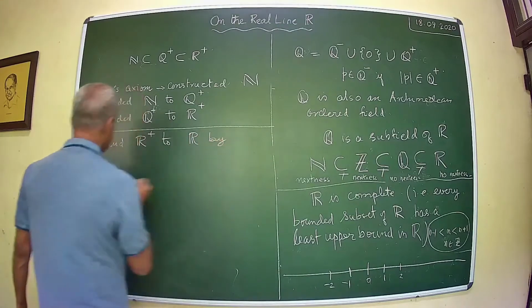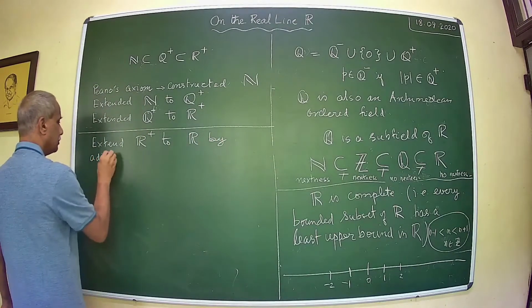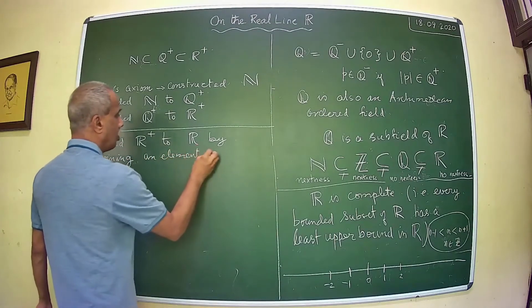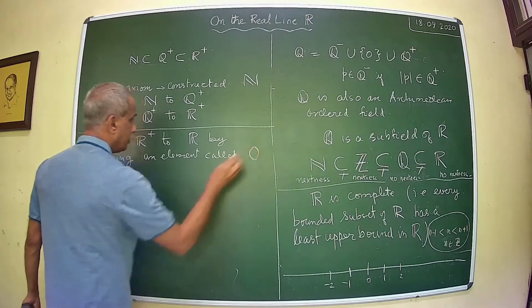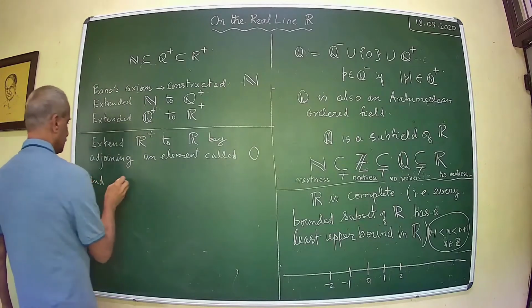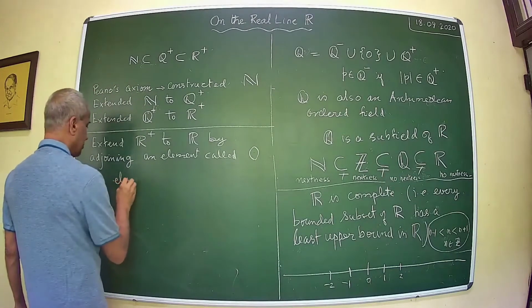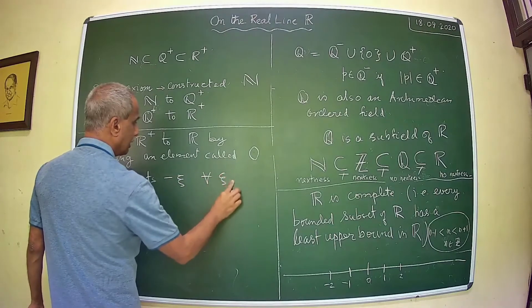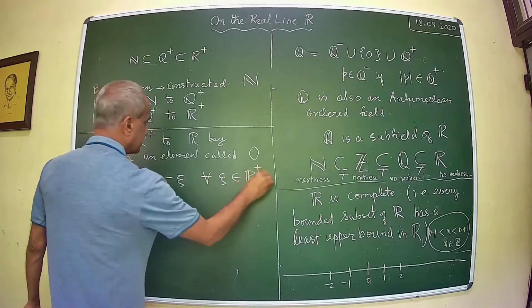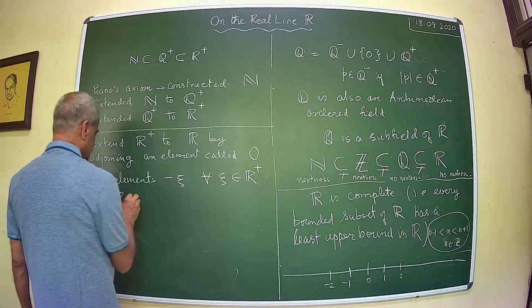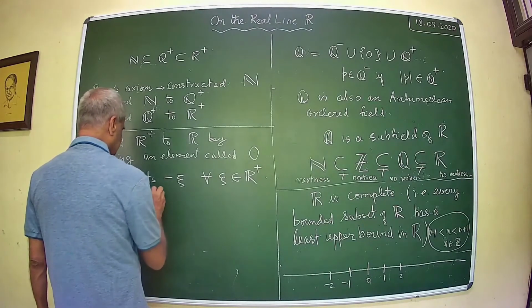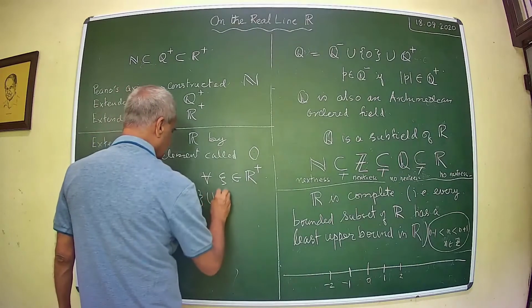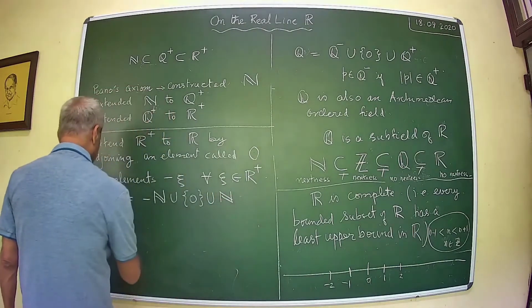By adjoining an element called 0 and elements minus sign for every sign belonging to, we got Z. Z was minus n union, then we got Q.